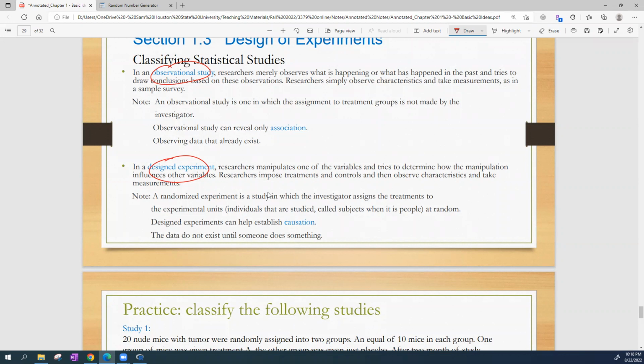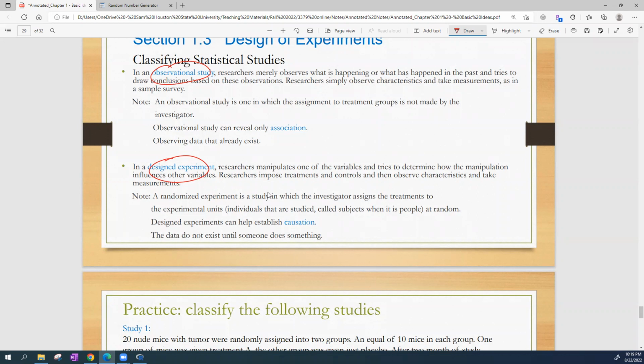A randomized experiment is a study in which the investigator assigns the treatment to the experimental units. Experimental units are the individuals that are studied, or we say subjects when it is people. The treatment is assigned to the units at random. So that's the first one.